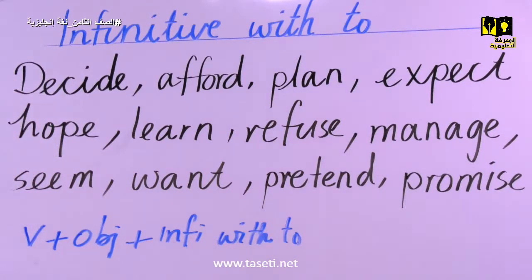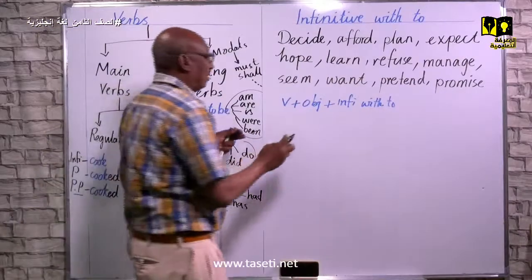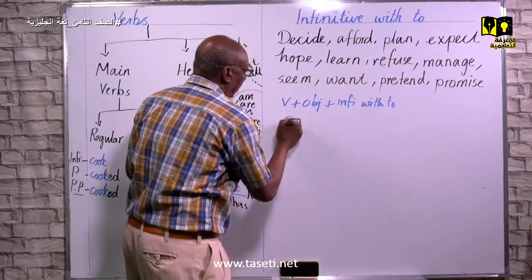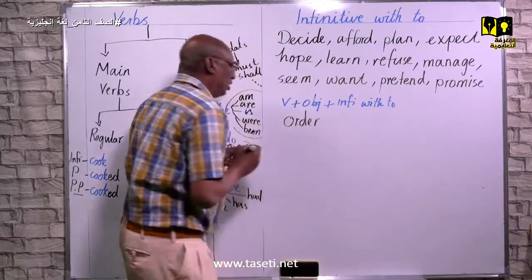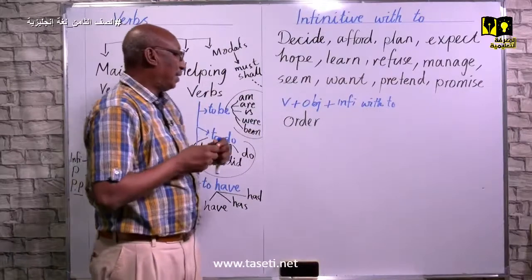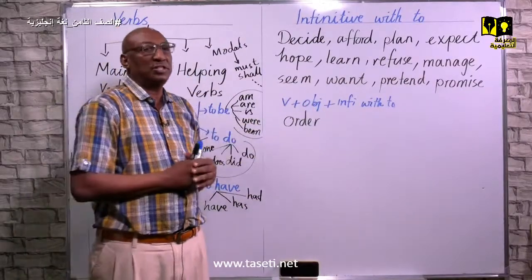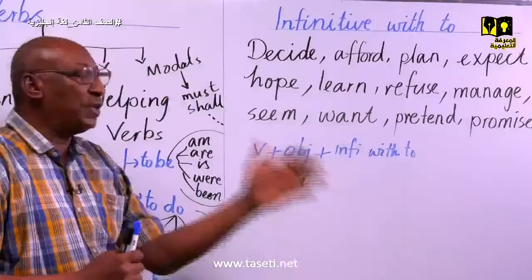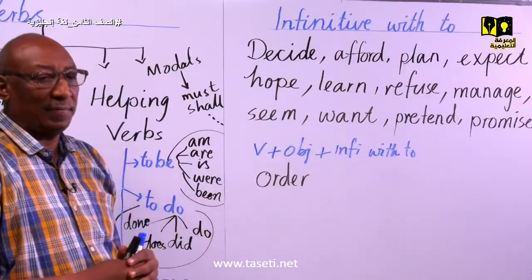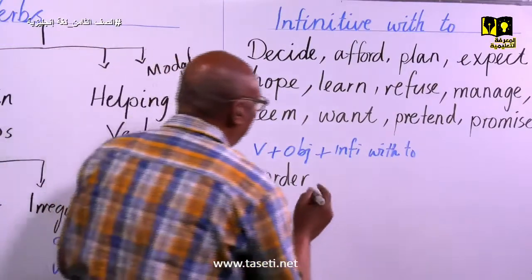These are what? Order. The verb order. I ordered my assistant to do a certain job, or to get me something, or to finish his work early. The verb order, and also the verb teach.